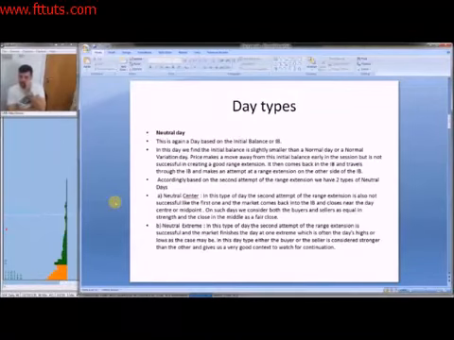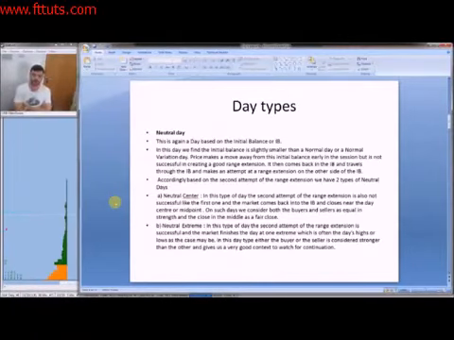A neutral extreme. In this type of day, the second attempt of the range extension is successful, and the market finishes the day at one extreme, which is often the day's high or low, as the case may be. In this type of day, of course, the buyer or the seller is considered stronger than the other, and it gives us context to watch for continuation.